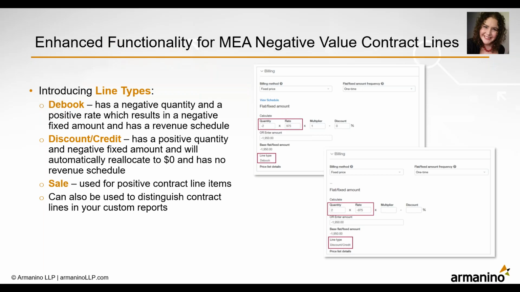The only difference between the two negative line types is how they're going to be treated in that multi-element arrangement. Because previously you had to go manually, remove that MEA allocation, and then set it up with the new one. So this allows, based on what kind of negative value you're posting, the system to automatically update the MEA allocation for you. So that's pretty awesome.